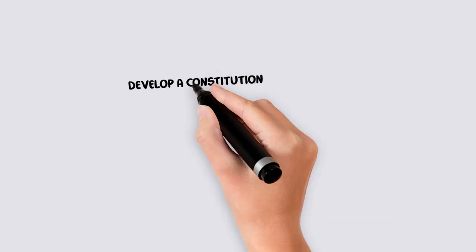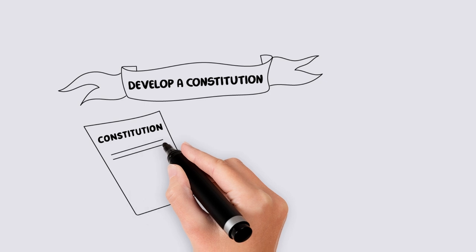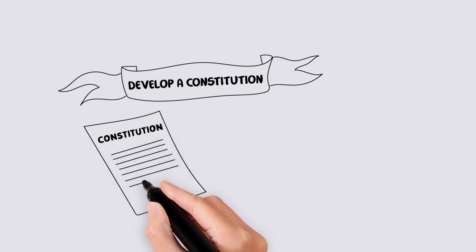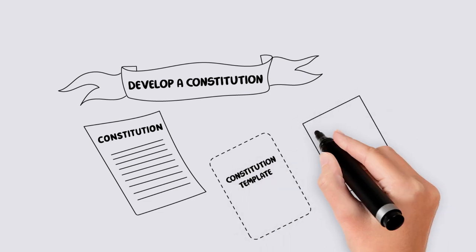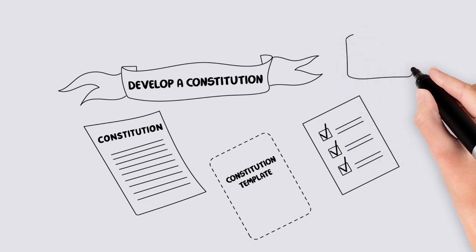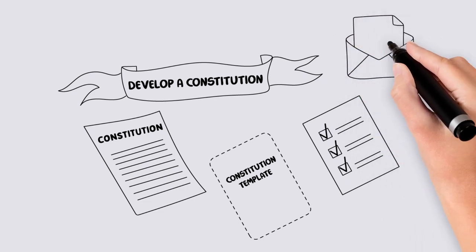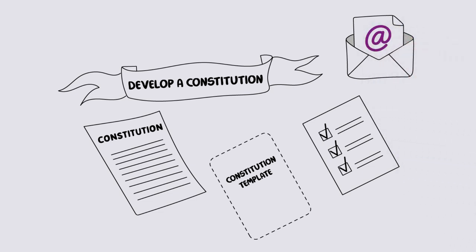Develop a constitution. Your constitution determines how your association will be governed and the rules that must be followed. The NT Government website provides a template and a checklist to assist with this process. If you'd like support, the NT Government Association's compliance team can review your draft constitution to confirm that the content is compliant.